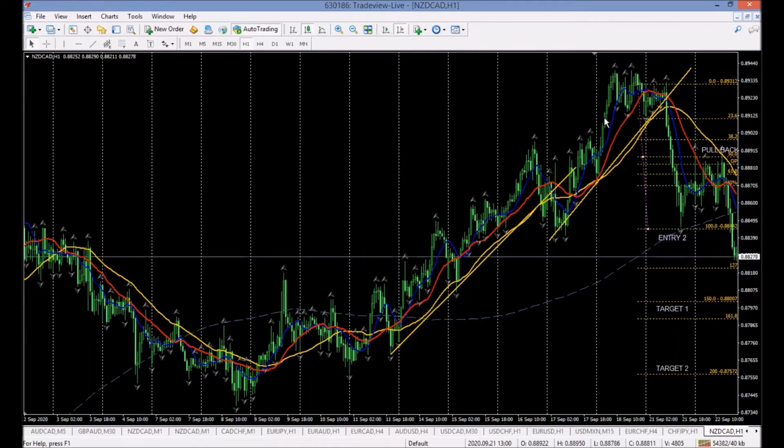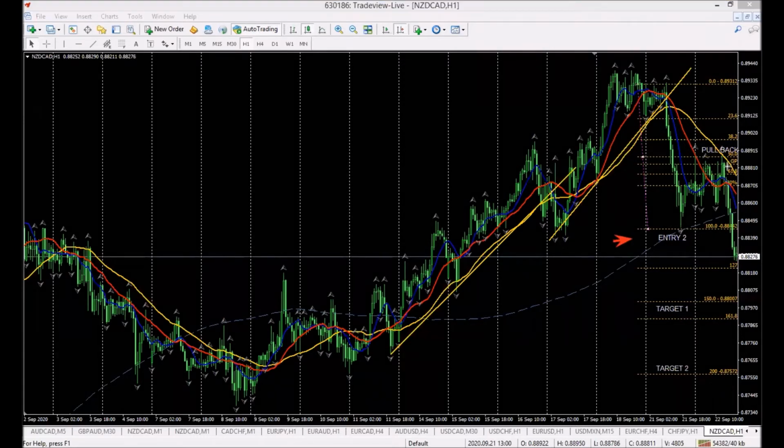We enter again. Here we are. We enter again here, but here's your pullback entry. It's right there on the 50% fib. Enter again, boom. So now we've got two positions in this trade.